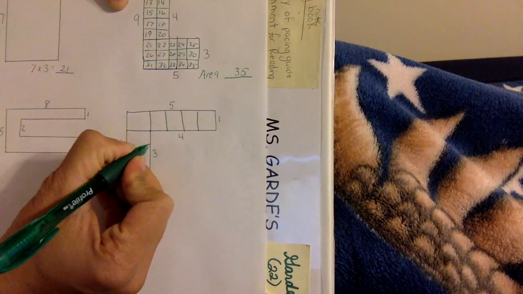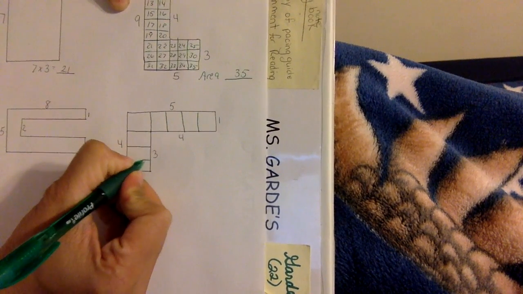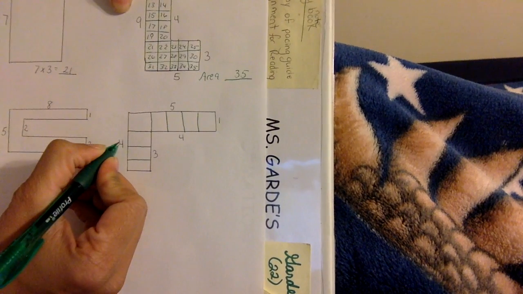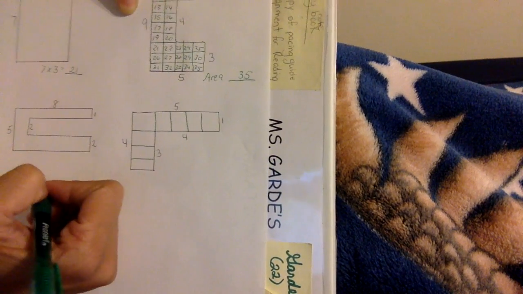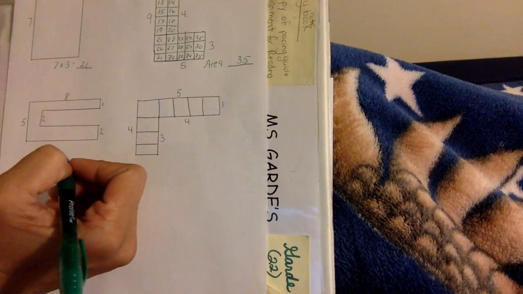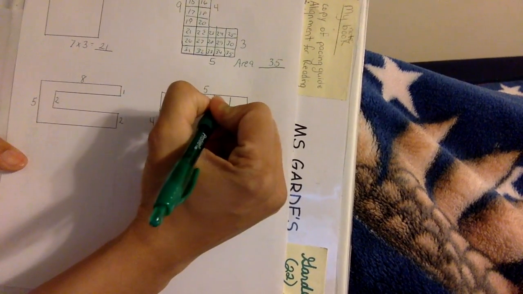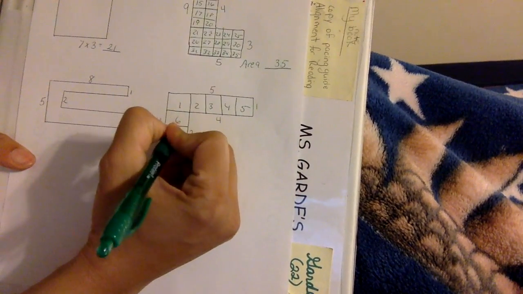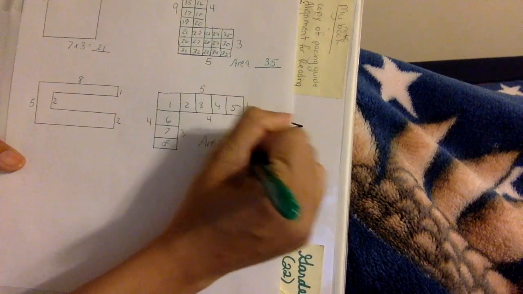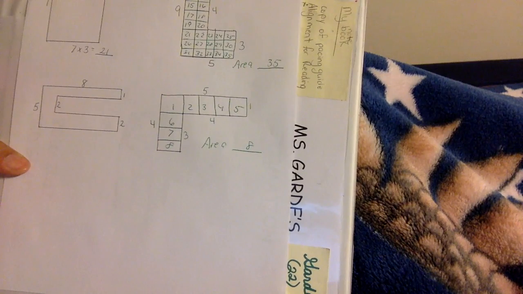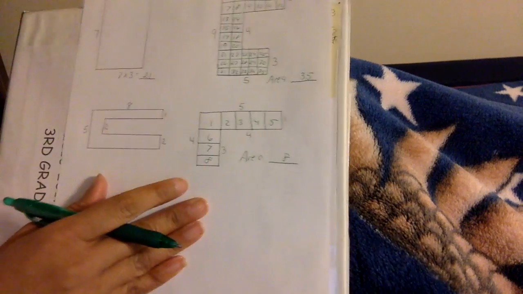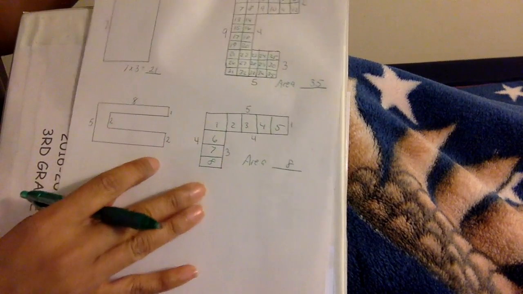This side is 3. So we're going to do like that. So now we have a total of 4 on this side. 1, 2, 3, 4. And this one's very easy, but this is how finding the area for odd shapes is going to be. So 1, 2, 3, 4, 5, 6, 7, 8. So the area for this shape would be 8.